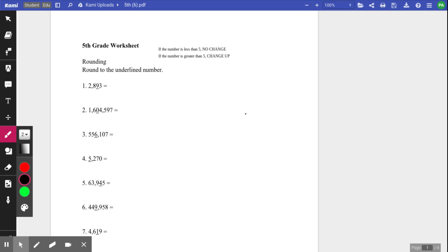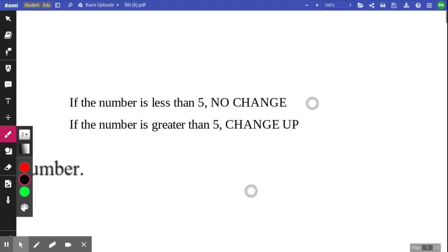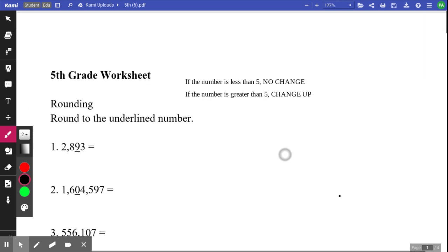So the main thing to know about rounding is that we have to refer to the number next to the one we are rounding, to see if we change the 9 or not. Remember, we only round up or it just stays the same. If the number is less than 5, there is no change. However, if the number is 5 or greater, it changes up.